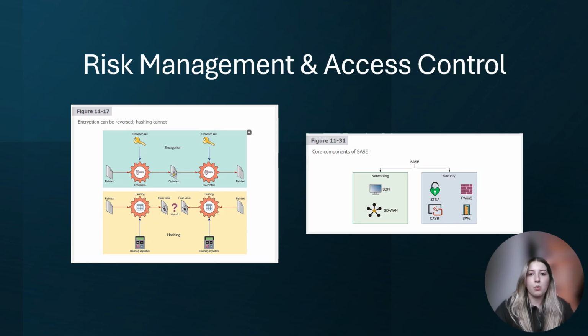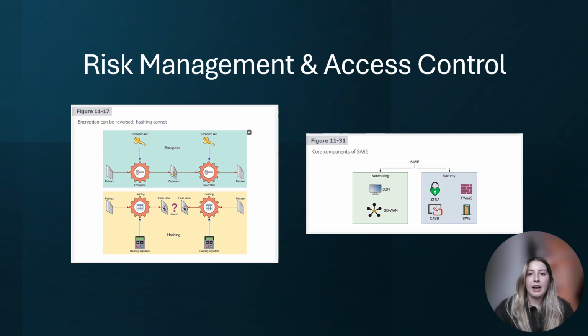Hashing, however, is a one-way street. Notice how the arrow doesn't go back. Once you hash a password, you can never get the original text back. This is critical for integrity. It allows us to store user passwords without actually knowing what they are.